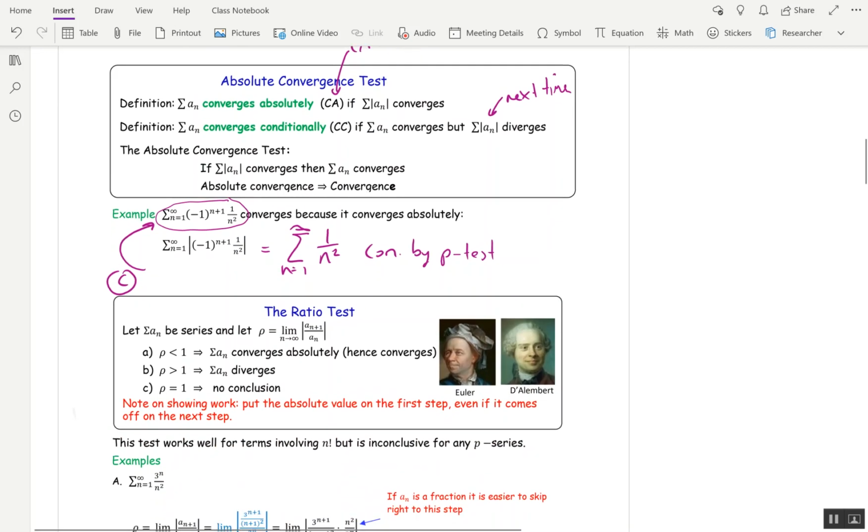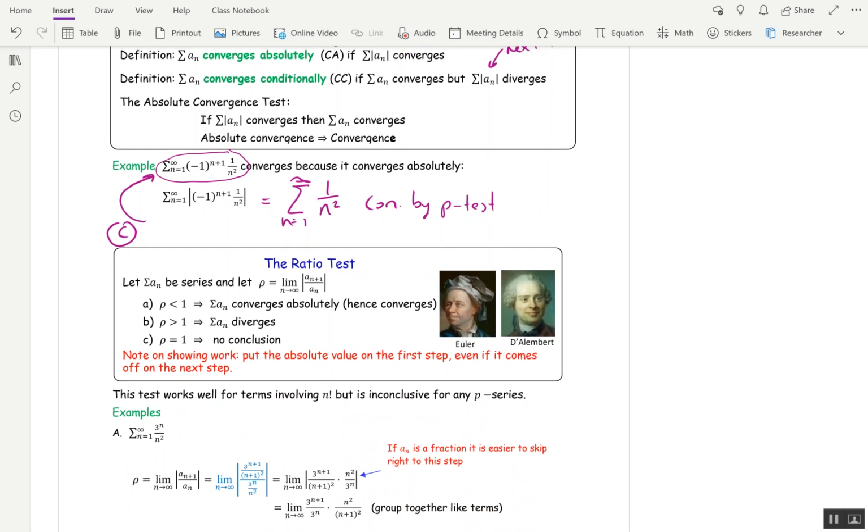Okay, ratio test. The ratio we're going to form is the limit, we're going to let rho equal the limit as n goes to infinity of the absolute value of the n plus 1th term divided by the nth term. So we find that limit. If it's less than 1, the series converges absolutely, and so you can say it converges. If it's greater than 1, the series diverges. If rho equals 1, you have to find another test because there's no conclusion.